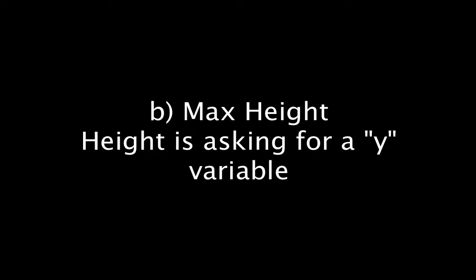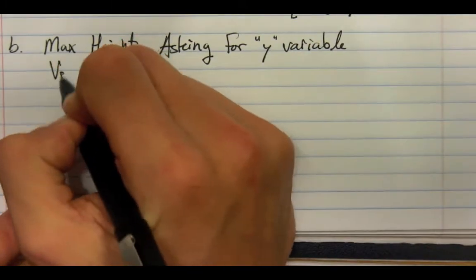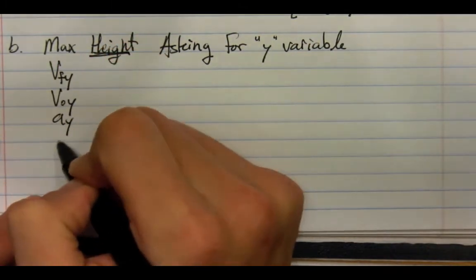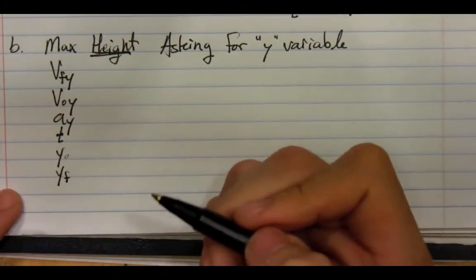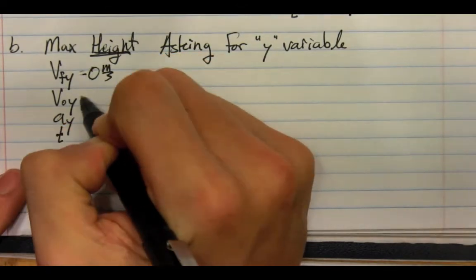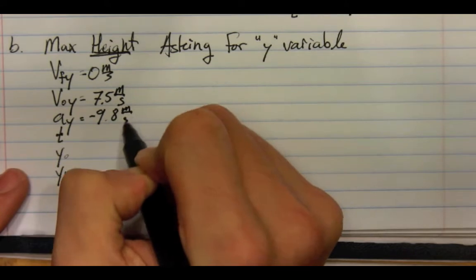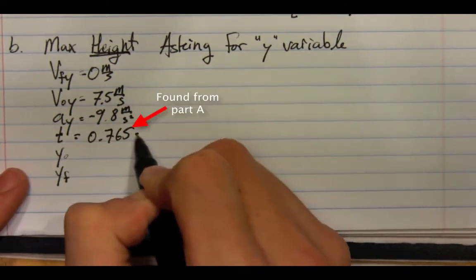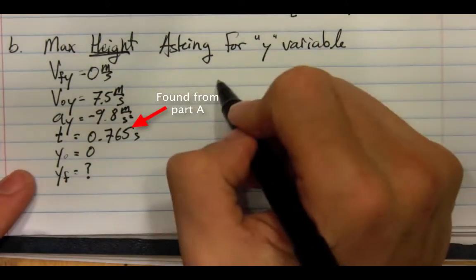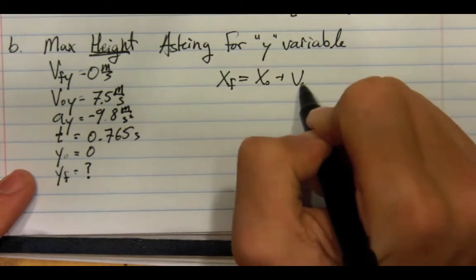B, max height. Now when it's asking for max height, once again it's asking for something in the y variable. So I'm going to write my list of variables and I'm going to write down all of the known values. I'm going to start off with a kinematics equation.